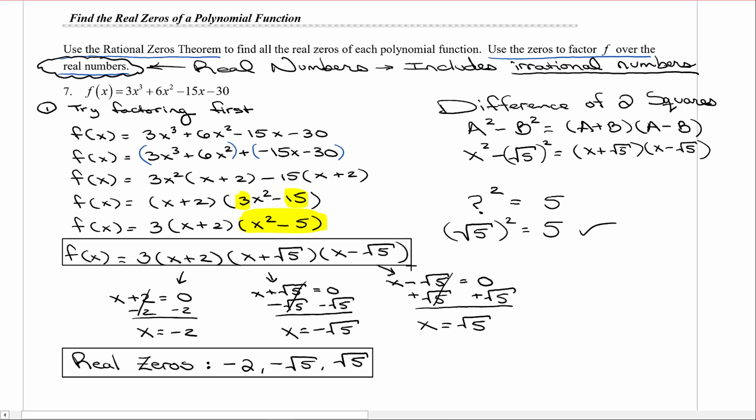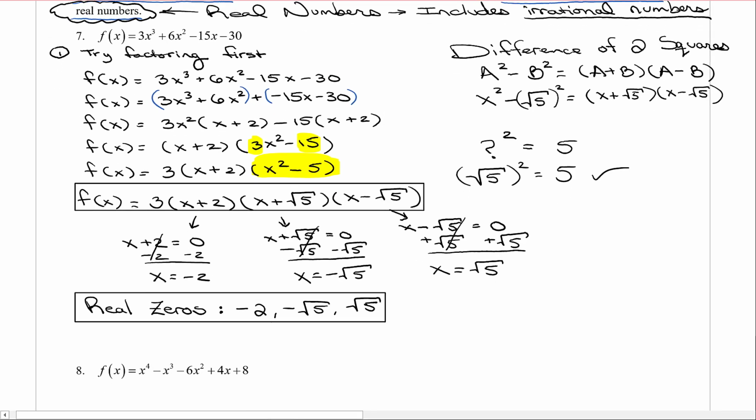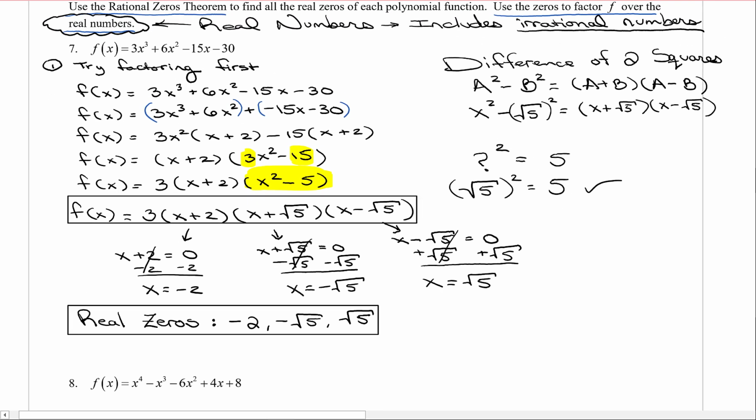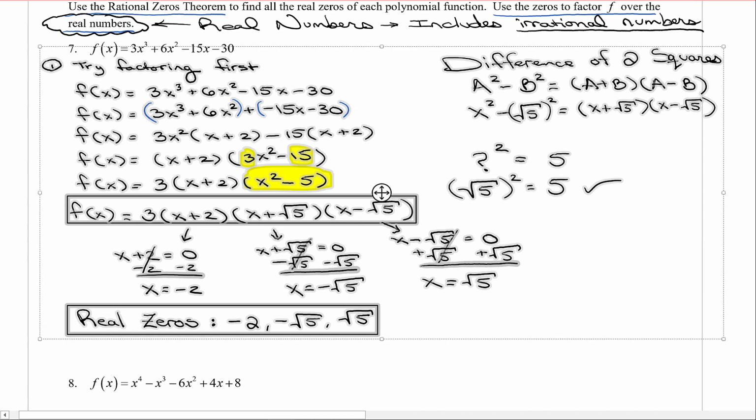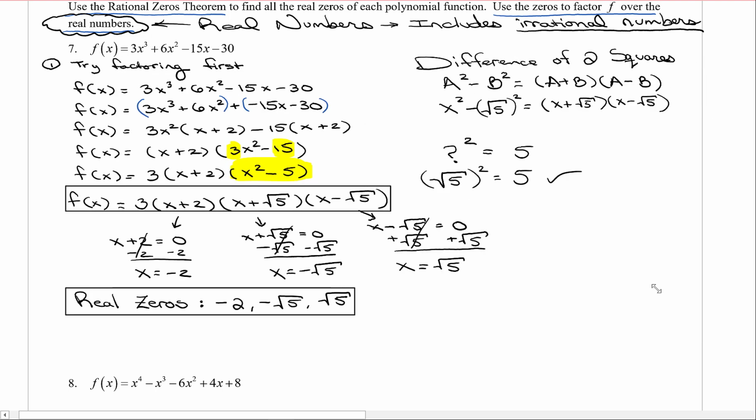Now let's go back to what it had originally asked us. It had originally asked us to use the rational zeros theorem. But you could see here that if I had used the rational zeros theorem, I might not have gotten right away to the factors as I did this way. I think this way was a much faster way of getting to the zeros and getting to the factored form of the function.